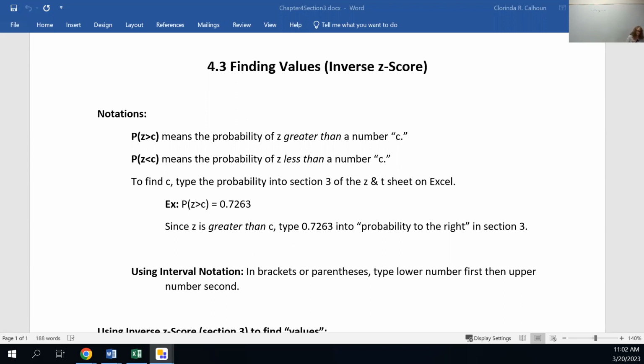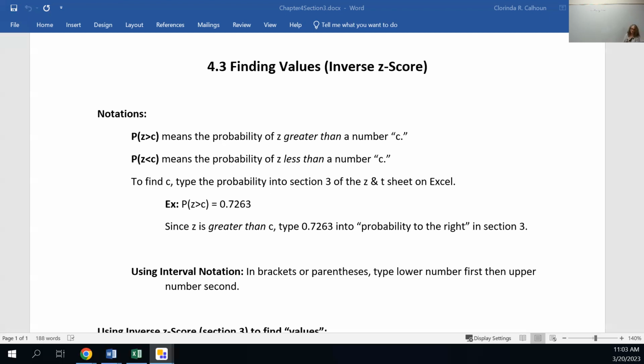for these values. In this new notation, we have that P is, and then in parentheses, z is greater than c. Okay, so that means that the probability of z is greater than some number, and we're calling the number c. And it's the same thing with the next notation, only it has the less than. So P of z is less than c. That's what that notation means.